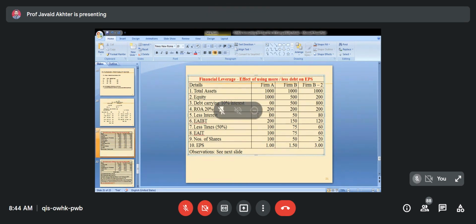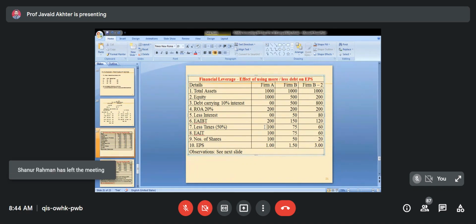Step 6, earning after interest but before taxes. Earning after interest before taxes कितनी होगी? For A, because nothing has been paid, it is 200, and for B, it becomes 150, because 50 has been paid as interest. Now, suppose we assume taxes are 50%. This 50 I have assumed for the simplicity of calculation. It could have been 34%, 35%, but it doesn't matter.